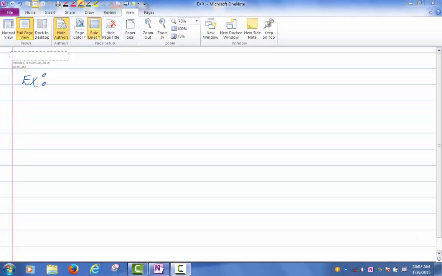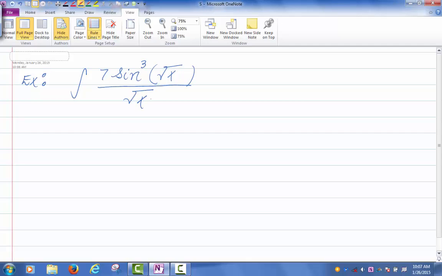All right, so let me start with the following example. Let's say I have the integral of 7 times sine cube of root x divided by root x. This is one of your homework problems on WebWork. And how would you do this problem?